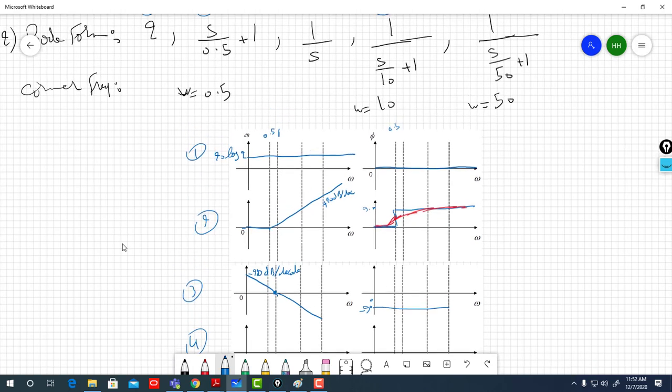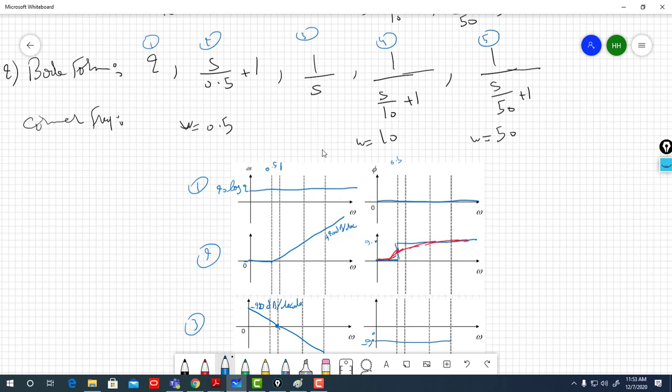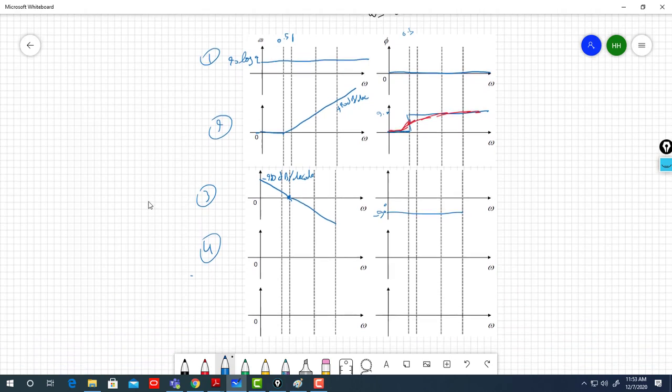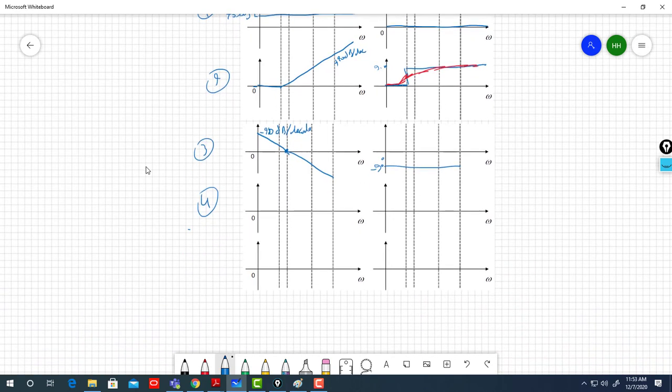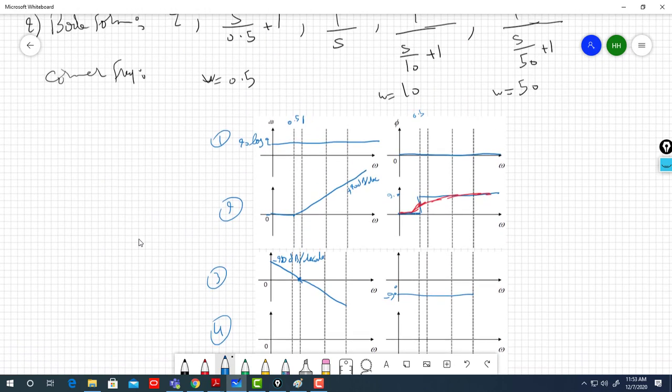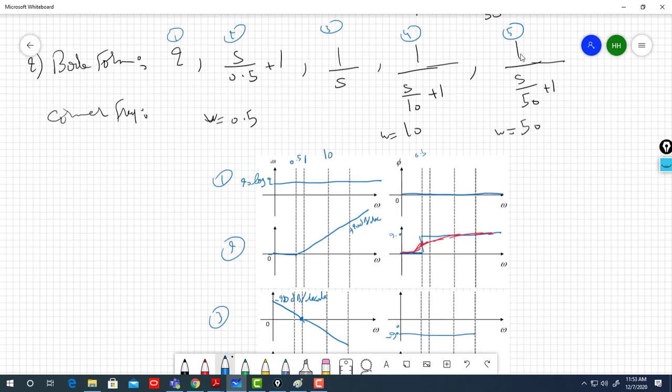So the 4: 1 over S over 10 plus 1, and what is this? This is a first order system. So let me assume this corner is 10 radian per second. And later for this one, the component 5, the standard function 5, it also has 50 radian per second. So 10 and 50, both the same, just the corner frequencies. So I take this as 10 and this as 50.